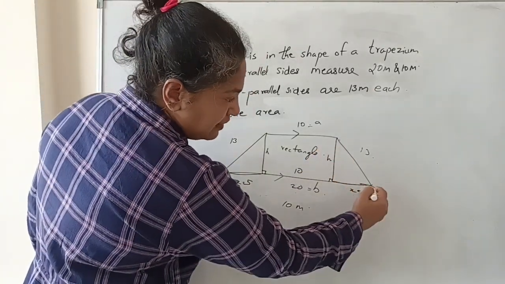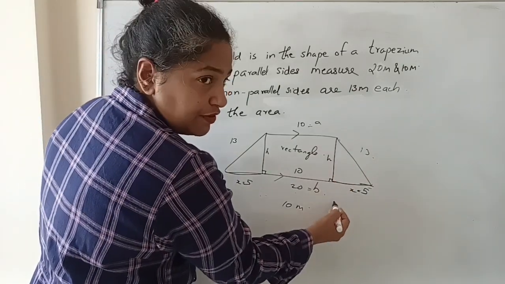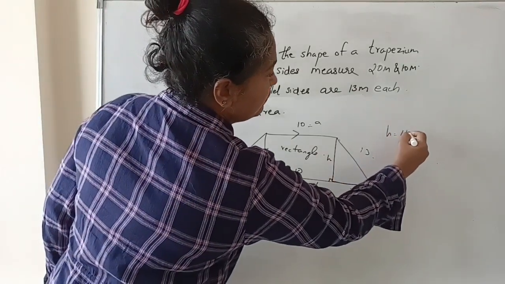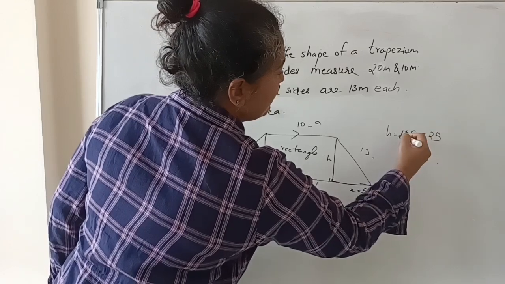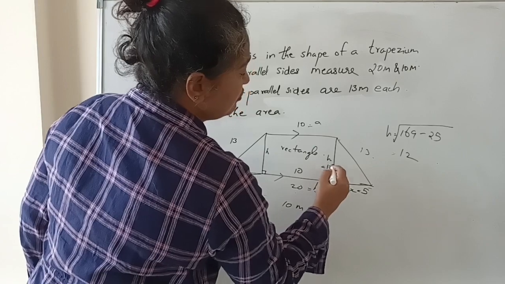You know that this is a right angle triangle, this is the hypotenuse and this is the base. So how can you find the height? h is equal to the square root of hypotenuse square minus base square. This is 12. So the value of h is 12.